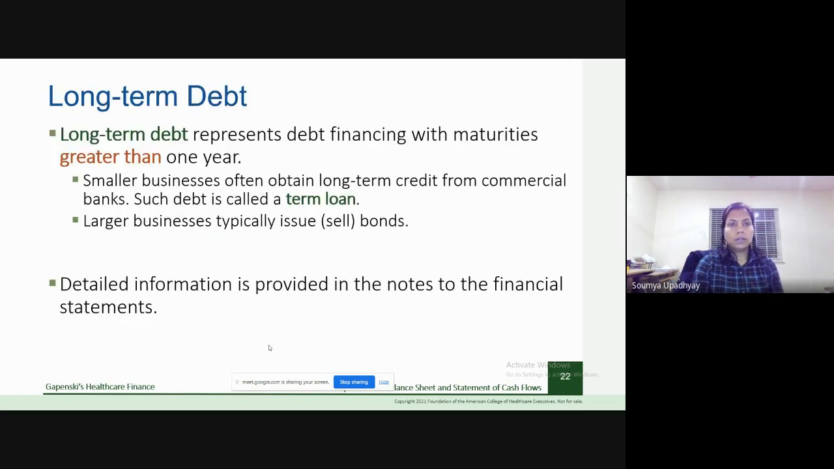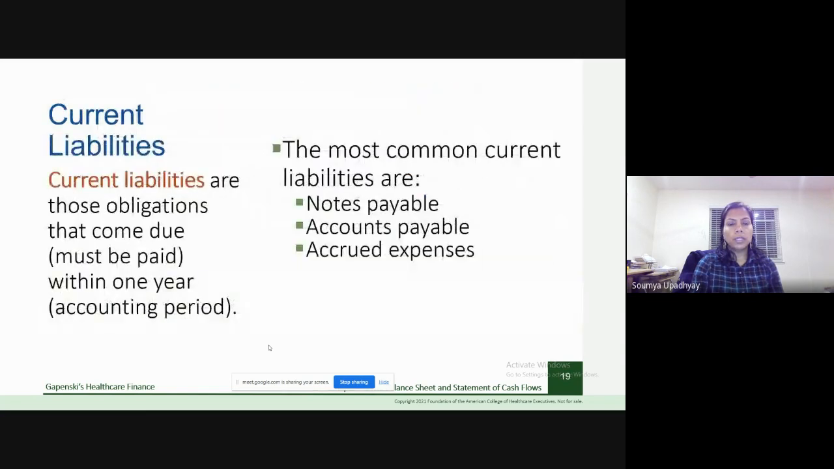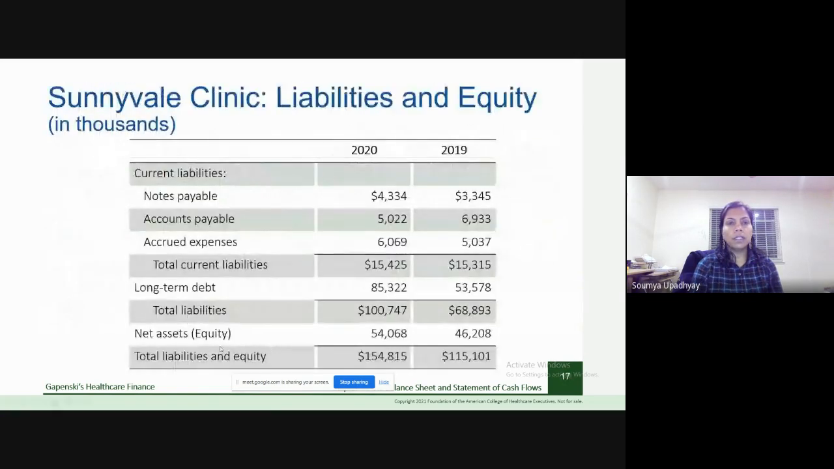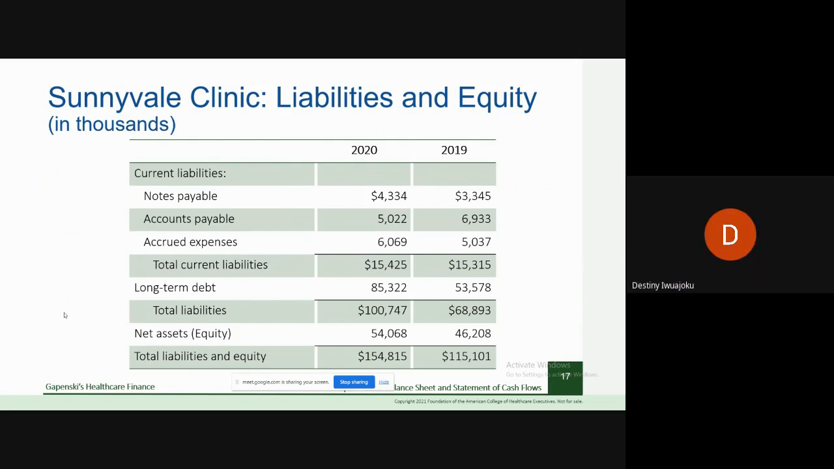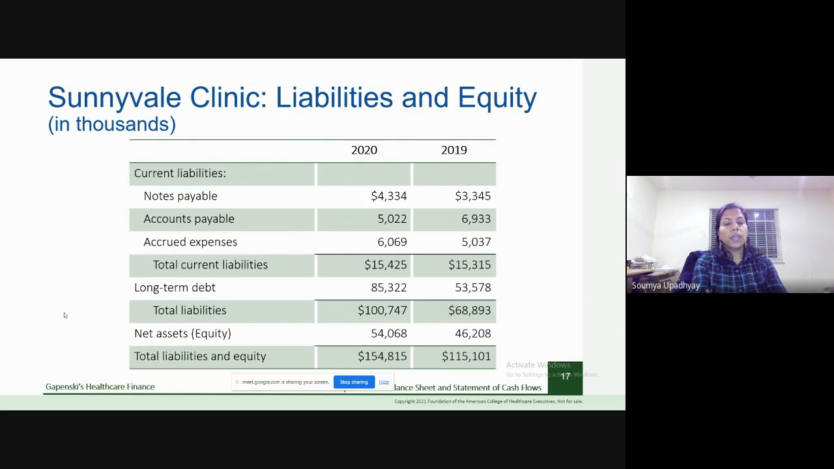What else? What are some components of the liabilities and equity side of the balance sheet? We have current liabilities. And what are current liabilities? How long do you have to pay that? Current liabilities usually have to be paid within 1 year, and they include notes payable, accounts payable, and accrued expenses. Very good.